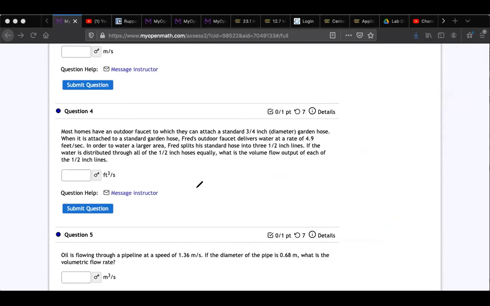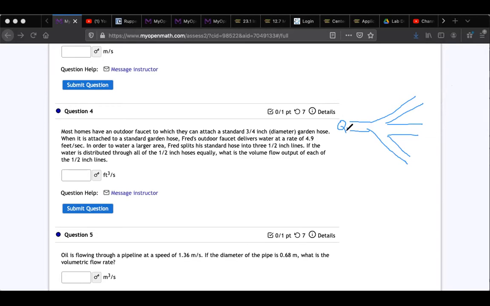Okay, let's draw the picture again, because there's a lot of things to talk about. We're splitting this thing into 3 hoses, right? We know from the continuity equation that the flow here has to equal the total flow coming out all 3 of these combined. The reason we know that is because there's nowhere for the water to go in between. So if it comes here, it has to go out all 3 of these eventually. So it's going to split equally.